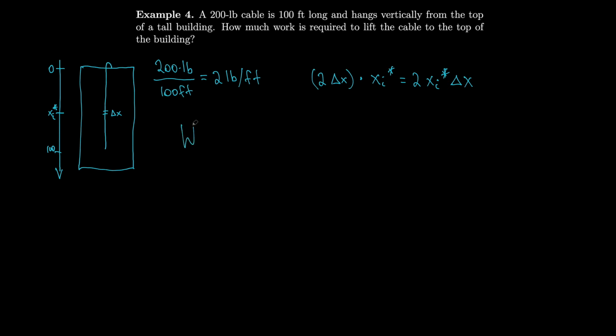Okay, so we get work equals the limit as n goes to infinity of the sum from i equals 1 to n of 2xi star delta x. So that's just the integral from 0 to 100 of 2x dx, which is an easy integral. We just get x squared from 0 to 100. So that's just 10,000 foot-pounds.